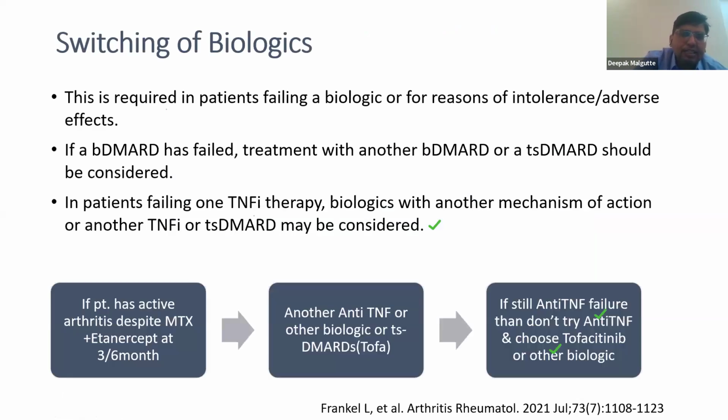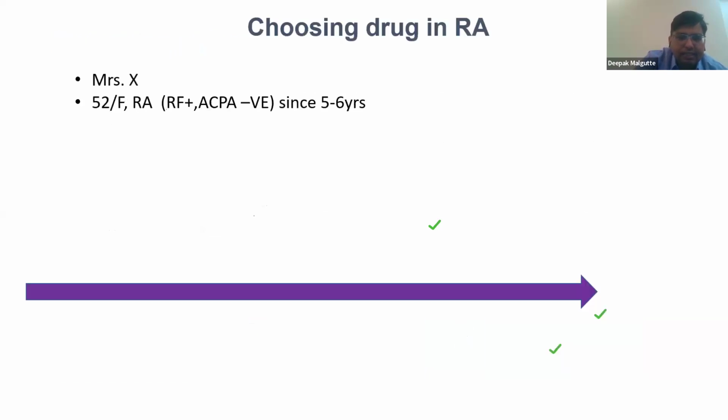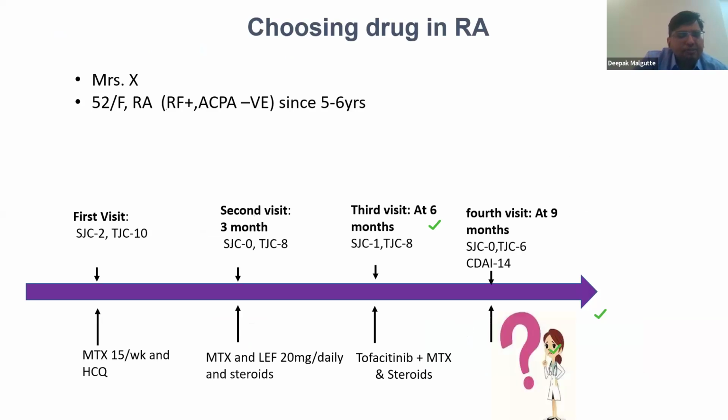If you are on a biologic, you have to change to another biologic. Suppose the patient is on etanercept, then you need to change to either tocilizumab, rituximab, or JAK inhibitors. Another common scenario that we see in day-to-day practice is rheumatoid arthritis patients who keep wandering from one doctor to another.